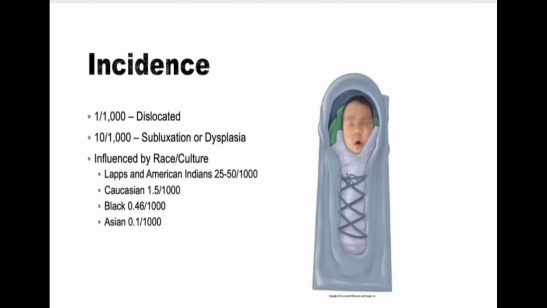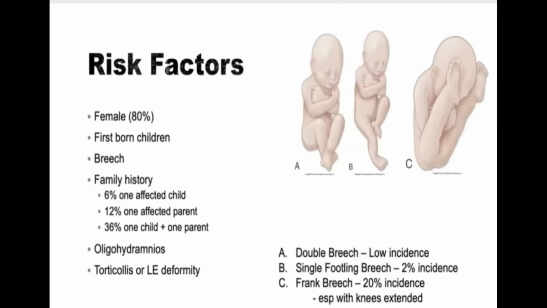Now, why does it happen? Probably 1 in 1,000 are dislocated, with slightly more, about 10 times that, having subluxation or dysplasia. And we do see that it's higher in certain cultures, such as the American Indians, probably because of some cultural swaddling techniques where they're pinning the hips in extension and adducted, or towards midline.